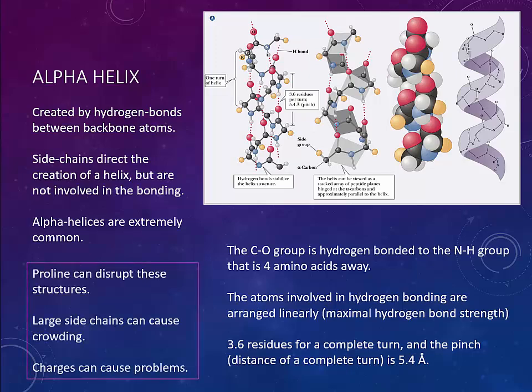A proline residue, remember proline's side chain, cannot interact in a hydrogen bond. Residues with large side chains can cause clashing even though the side chains themselves are not in the hydrogen bonding pattern. Even side chains with charges, for example an aspartate near an aspartate, can cause charge repulsion and disrupt the chain.